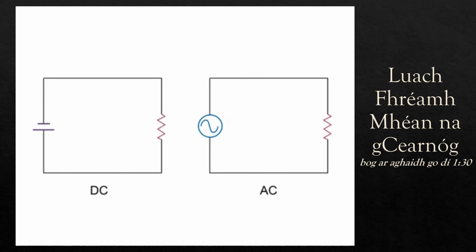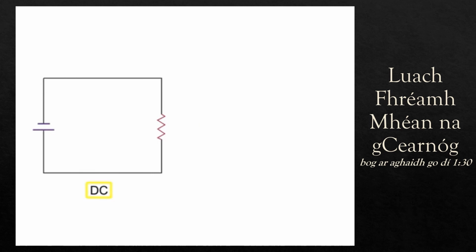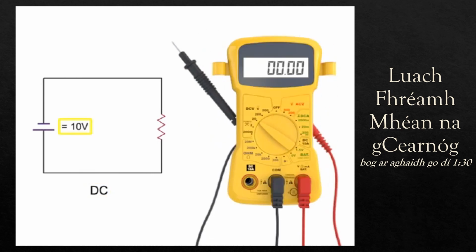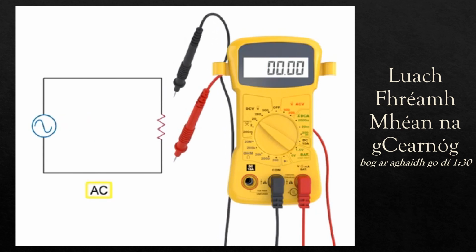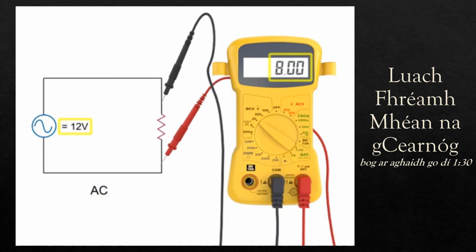AC meters generally do not read in peak values or peak-to-peak values, whether it is voltage or current. AC meters will read in root mean square or RMS values, also referred to as effective values. If the DC is set at 10 volts, this will produce a certain amount of power and heat in the resistor. If you regulate the AC input in the AC circuit until you reach the same amount of power and heat, it will require 14.14 volts peak to be as effective as the 10 volts required in the DC circuit.